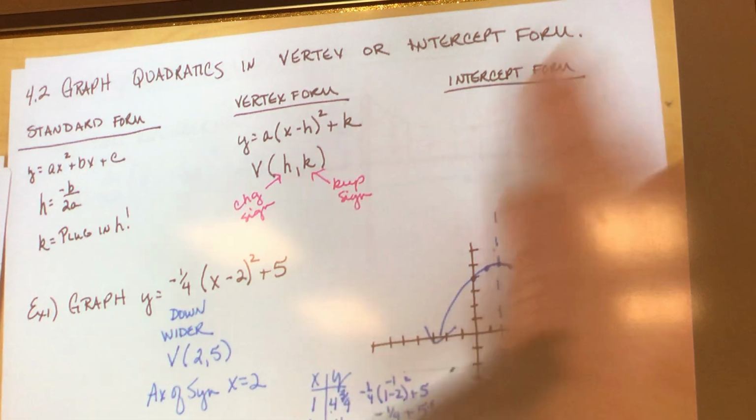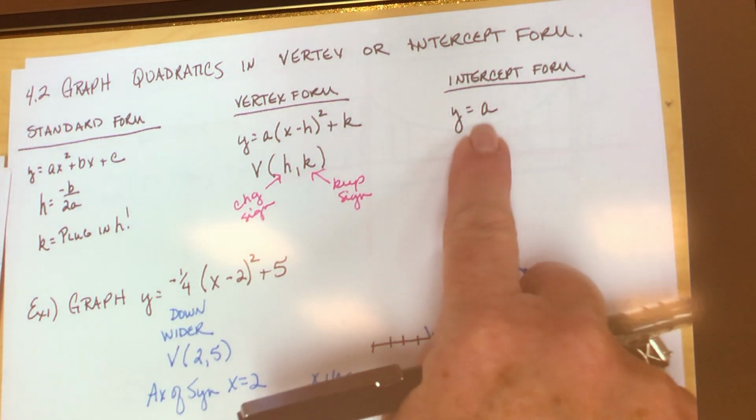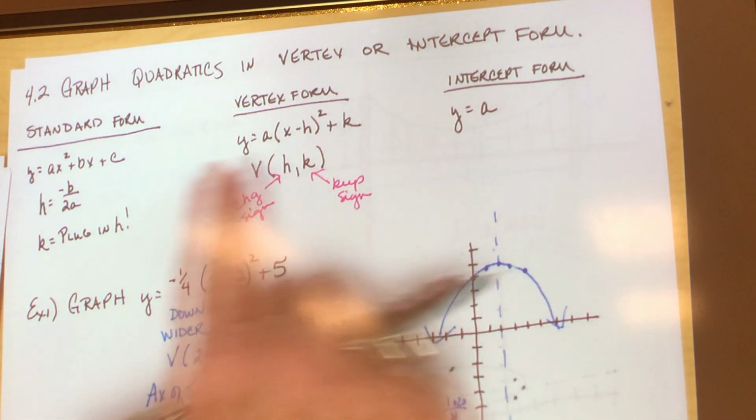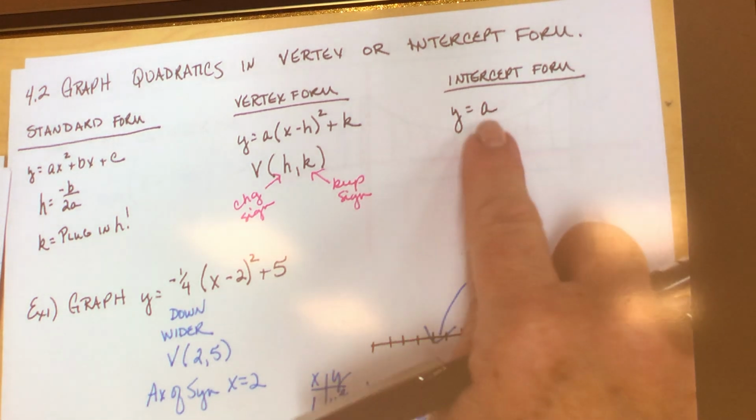Okay, so here is intercept form. Y is equal to a. Guess what, people? That a is the same a as in the other forms. What is a going to tell me? If it's up or down. The sign will tell me if it opens up or down, positive being up, negative being down. Very good.